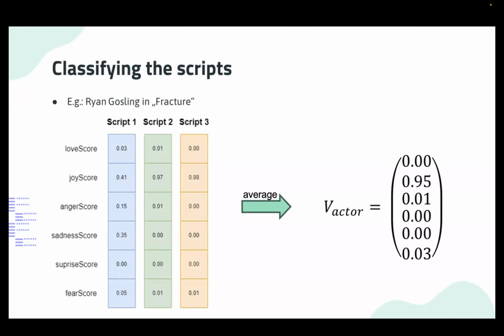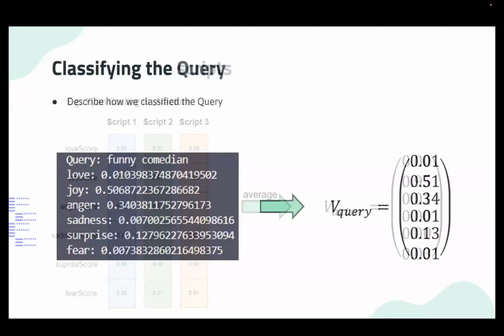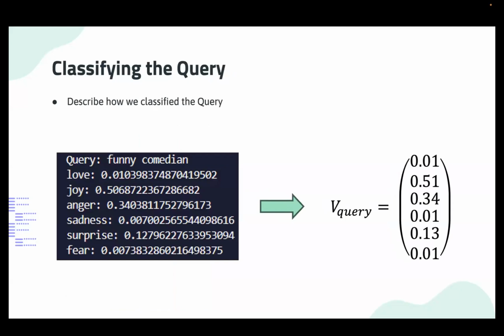Then we also have to classify the query. That's quite easy, because we can just put the query from the user into the classifying tool and we directly get the representative vector. But we also ran into a problem here, because if a user only gives us one keyword, for example just "love", then the classification based on the tool is not really accurate. So we need to put in at least a few words as a query.